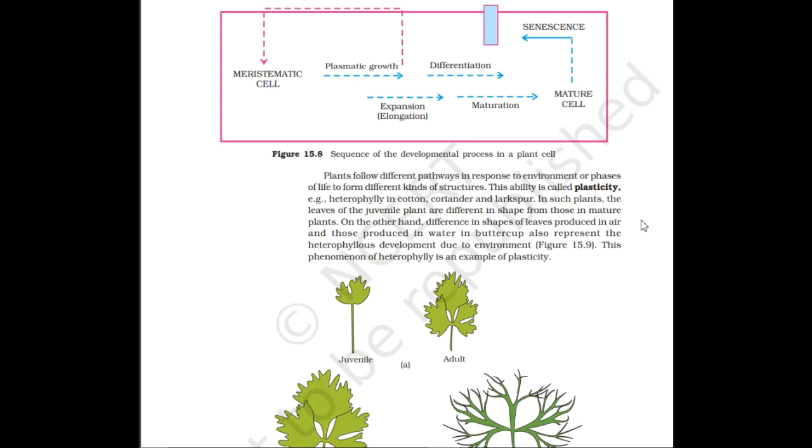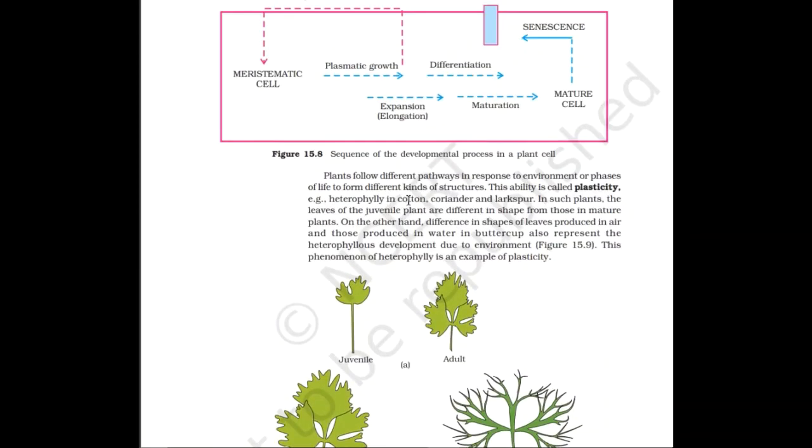On the other hand, the difference in shape of the leaves produced in air and those produced in water in buttercup also represents heterophyllous development due to the environment. Figure 15.9 represents this phenomenon of heterophylly as an example of plasticity.